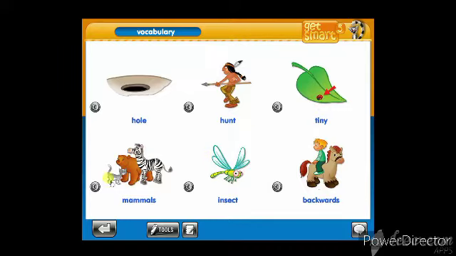Mammals, they drink milk like us humans. Insect, 6 legs, 4 wings. And backwards, as you can see on the picture, it's not facing the correct way like the horse. It's sitting backwards, the opposite, right? Hole, hunt, tiny, mammals, insect, and backwards. Check.